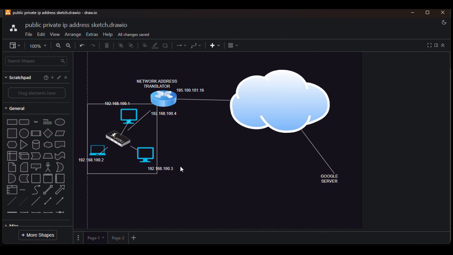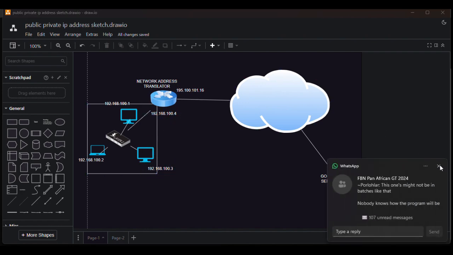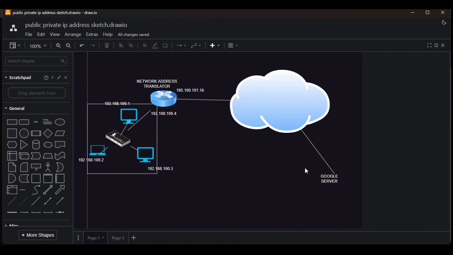It maps the IP address of the device that wants to visit an outside server to the public IP address. This is many-to-one NAT. It maps this private IP address to the public IP address through a port, and this device can then access the Google server on the internet.